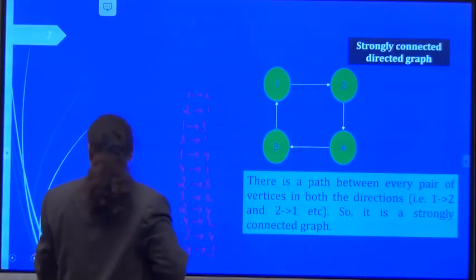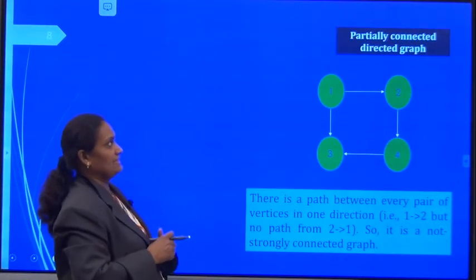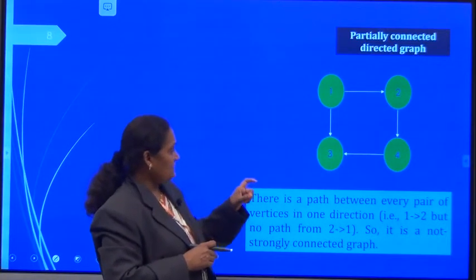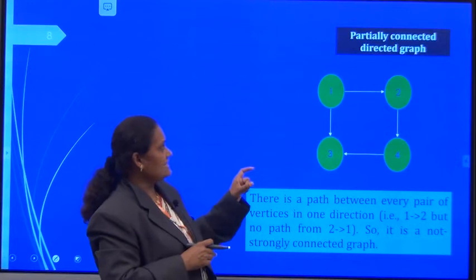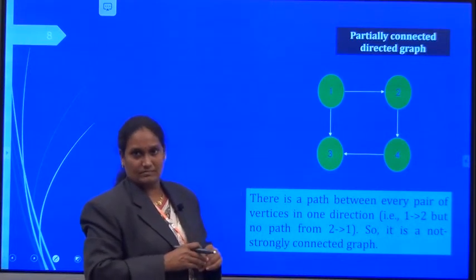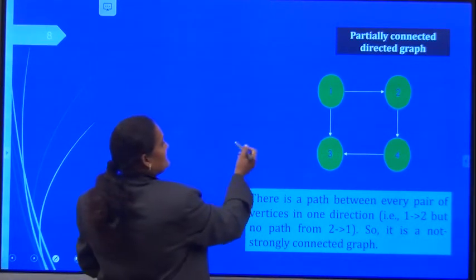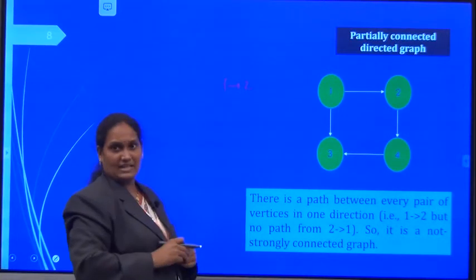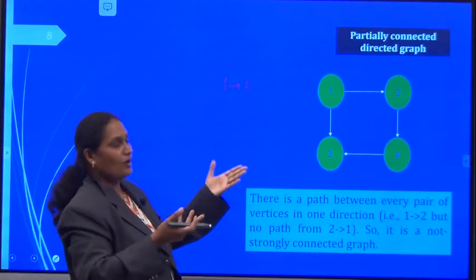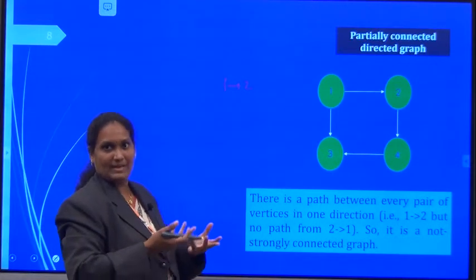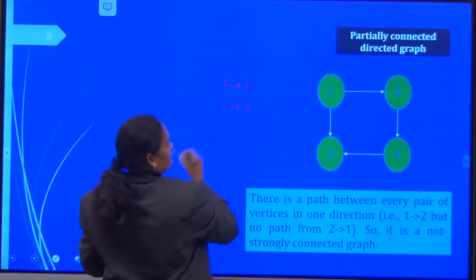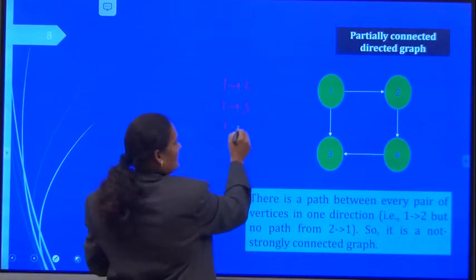Now let us see the next one, partially connected graph. If you observe this graph, there is a path between every pair of vertices at least in one direction. That is, there is a path from 1 to 2, but there may not be a path from 2 to 1. There is a path from 1 to 3. There is a path from 1 to 4.